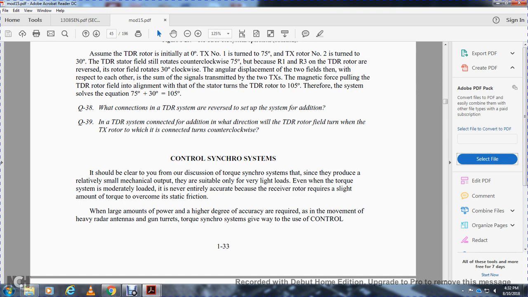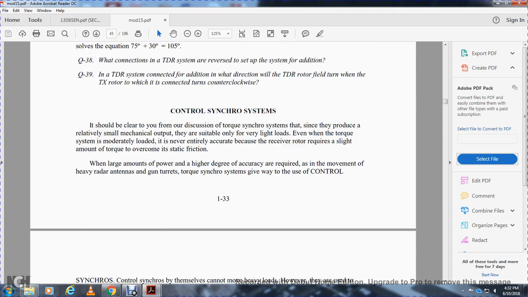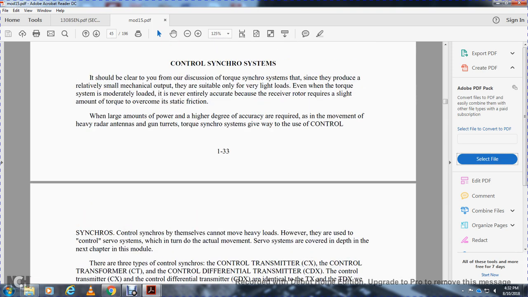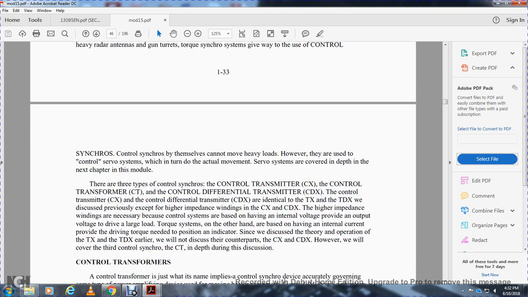For the torque synchro system, given the way the control synchros are used in the control system, they cannot move heavy loads themselves. However, they are used to control the servo system, which does the actual moving. The servo system is covered in depth in the next chapter of this module.